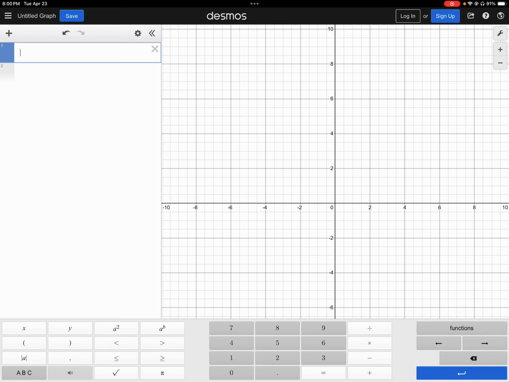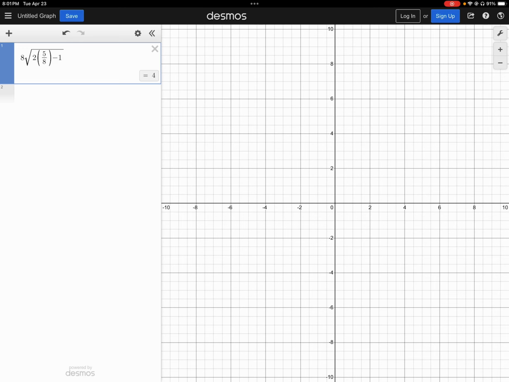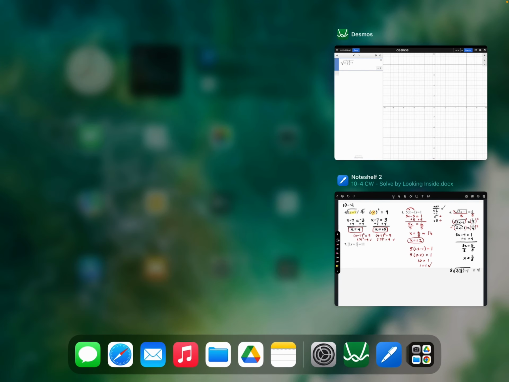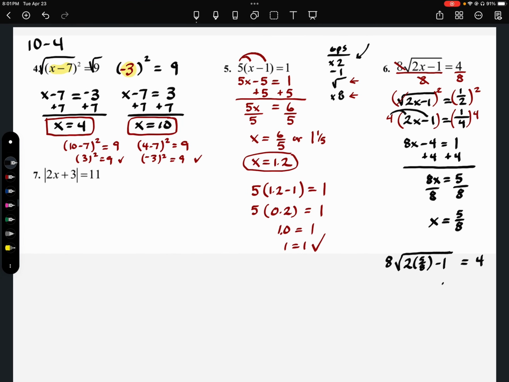And so we're going to plug in 8, and then we've got the square root, and inside the square root we had 2 times 5/8. And then what else do we have there? Minus 1. So this should end up equaling 4. And if you look right up there, that's what it equals. It equals 4. So we know that we're correct. So we end up with 4 equals 4. So there is our answer.